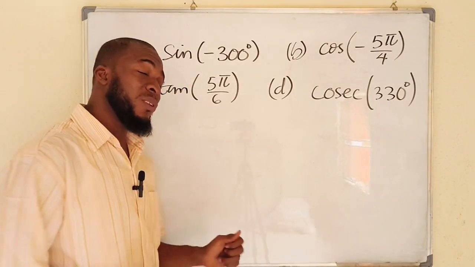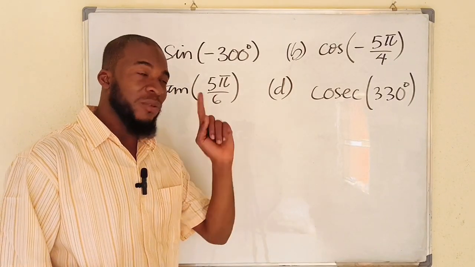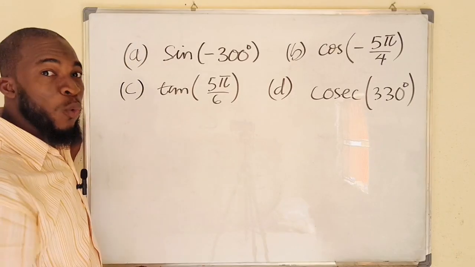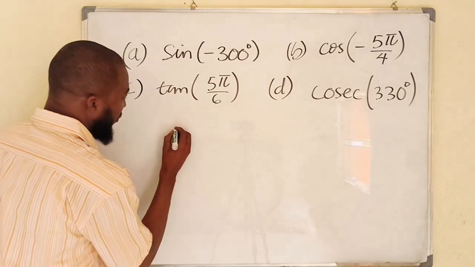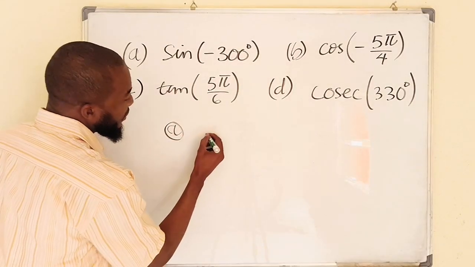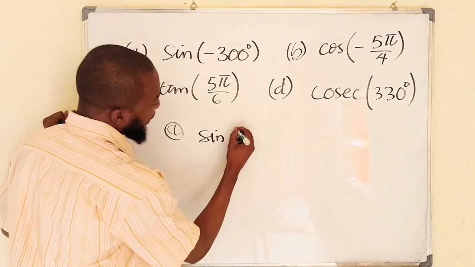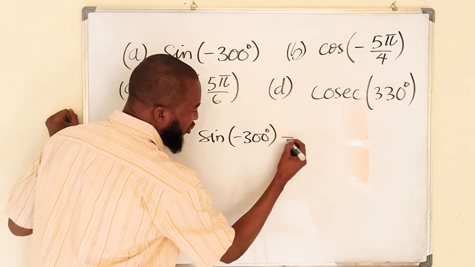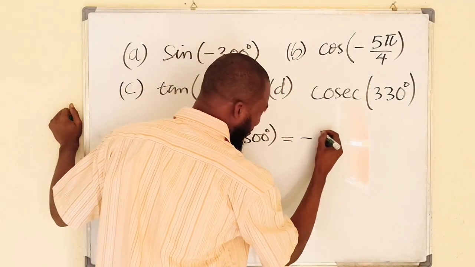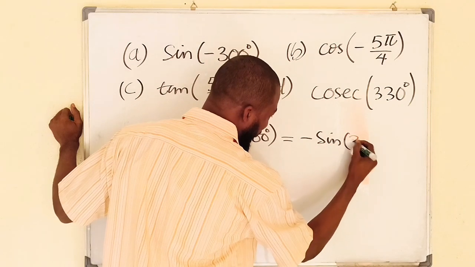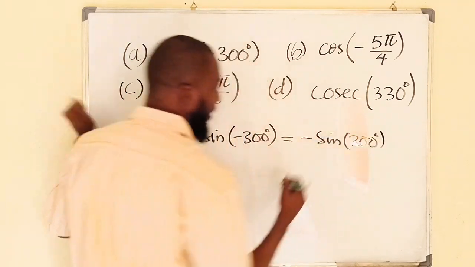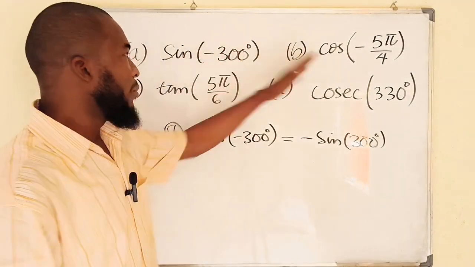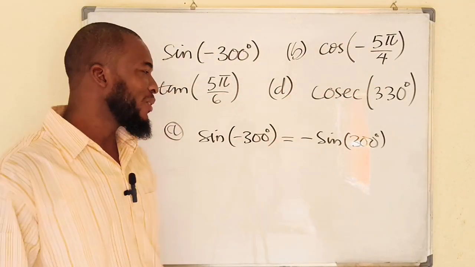It is always important to determine the position of that angle. But remember that sine is an odd function. So solution, sine of negative 300 degrees must be equal to negative sine of the positive 300 degrees, because sine is an odd function. But for cosine, we are coming to that.